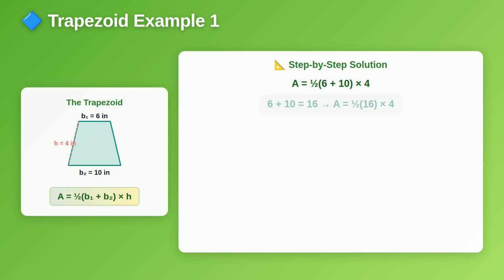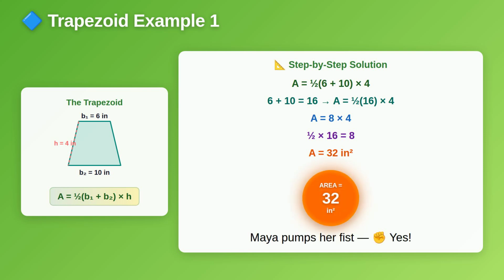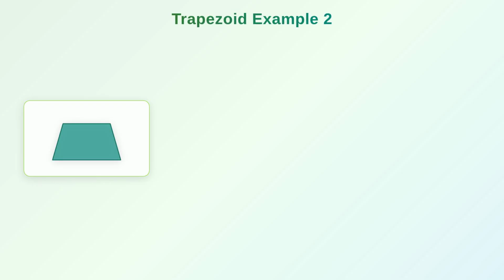The trapezoid has a base 1 of 6 inches, a base 2 of 10 inches, and a height of 4 inches. A equals 1/2 times open parentheses, 6 plus 10, close parentheses, times 4. Inside the parentheses first, 6 plus 10 equals 16. Now, 1/2 times 16 times 4. 1/2 of 16 is 8. Then 8 times 4 equals 32. The area is 32 square inches. Maya pumps her fist. Yes!